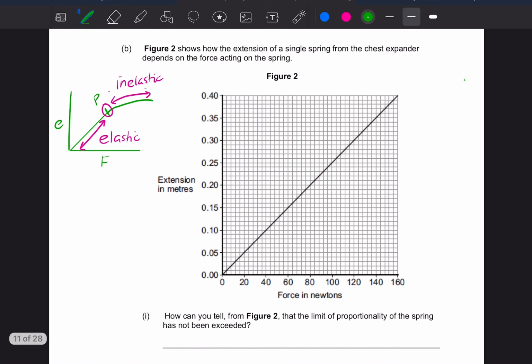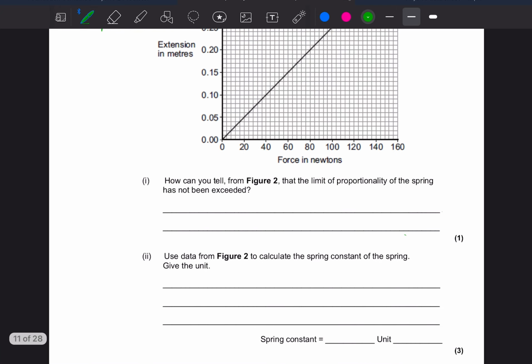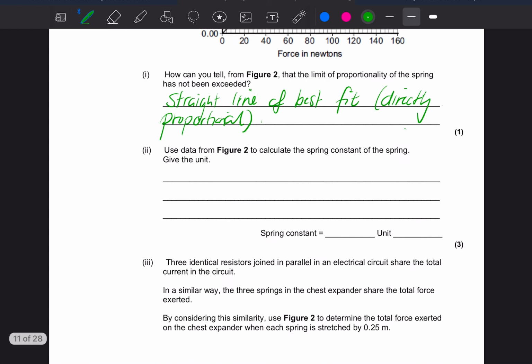So if we talk about this, how can you tell from figure 2 that the limit of proportionality has not been exceeded? It's because this is a directly proportional line. So it's because the line is straight, a straight line of best fit, directly proportional. So what we're looking for is it to stop being directly proportional.